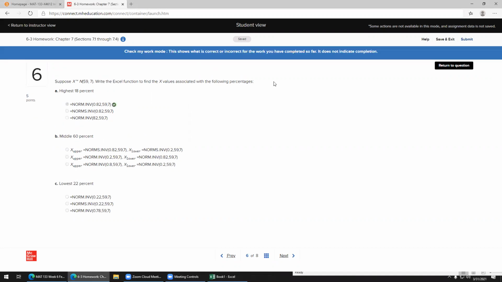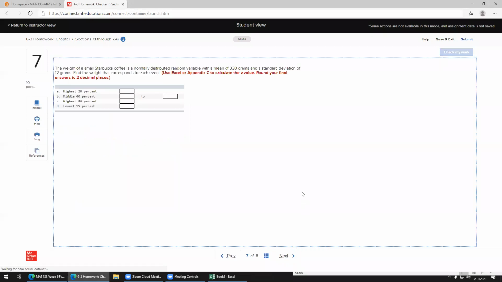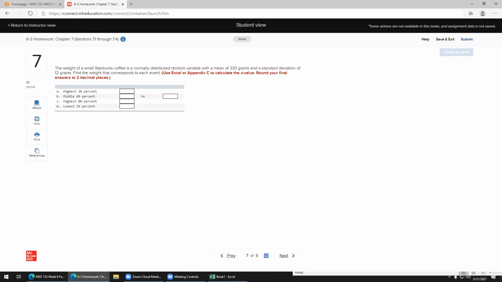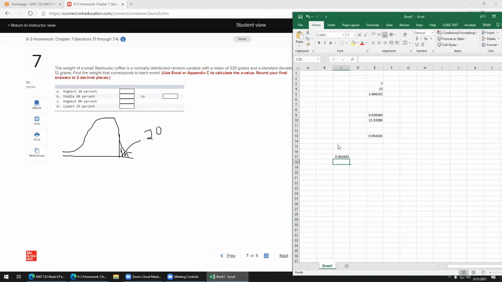And I can just show you, there's that one for that one. So this is one where, again, I use Excel, or you can find your Z, but they give you the mean and standard deviation, and the key is just drawing the pictures, right? So if I want the highest 20%, that means this is 0.2, right? Then I can bring, and I'll do it in pieces so I don't confuse everybody. Highest 20%, and I am going, again, backwards, right?